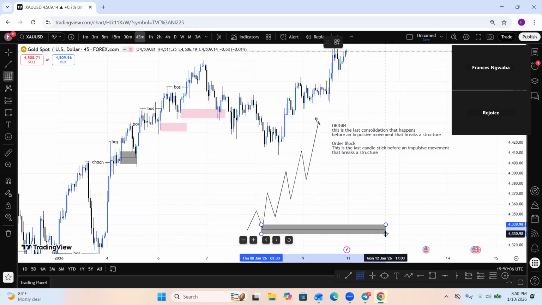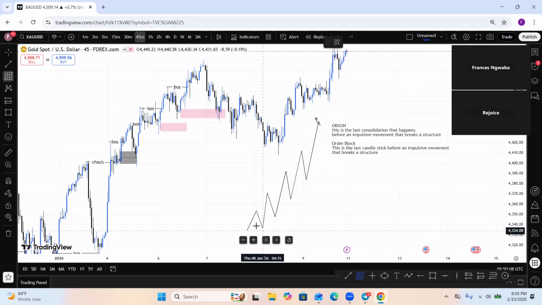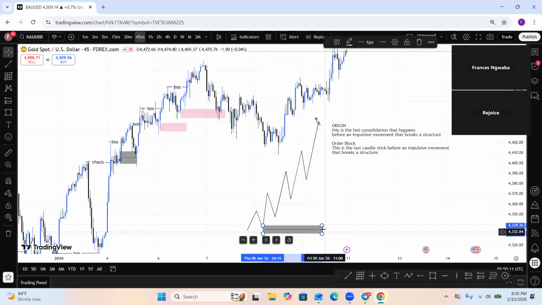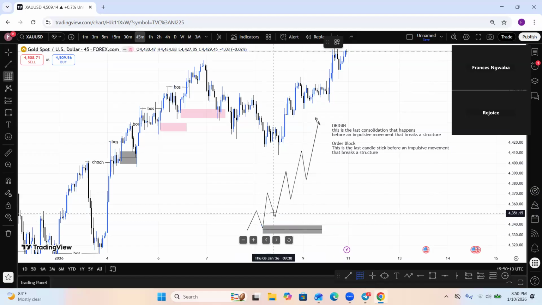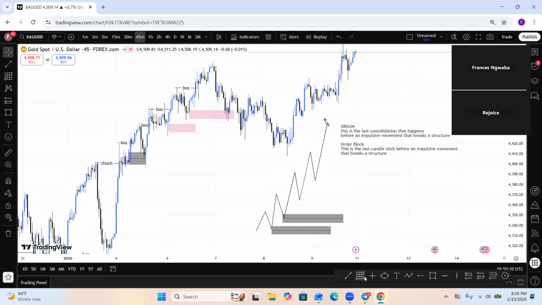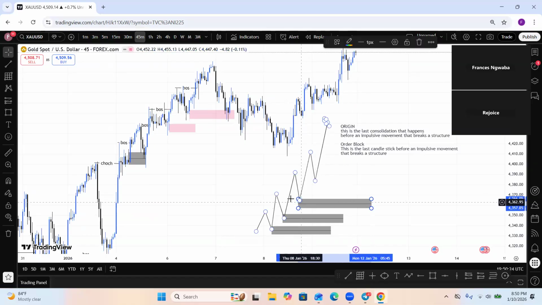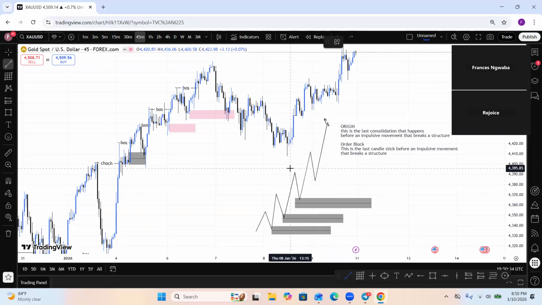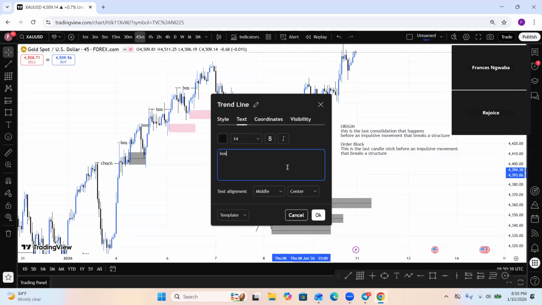This is an origin. This is the origin of this break of structure. This is another origin here. So for a break of structure to exist, it has to produce an origin. You get me? So it is the last consolidation before an impulsive movement, before market will move to break this structure. This is a break of structure, right? It's a break of structure.